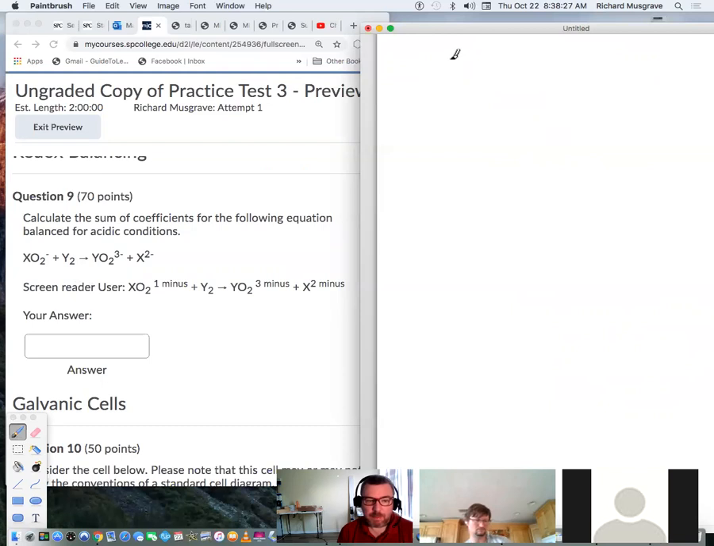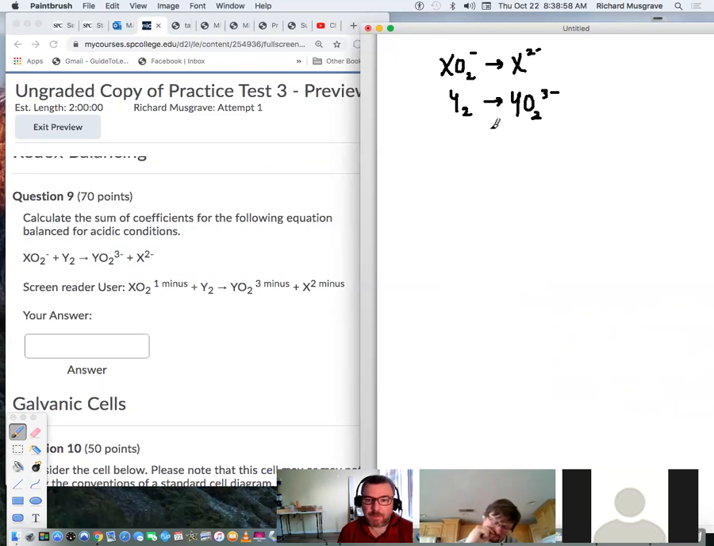Okay, so let's see how we would go about it. For this one, we would do XO2 minus goes to X2 minus, so that's one half reaction. The other half reaction is Y2 goes to YO2 3 minus. Any questions so far about half reactions?